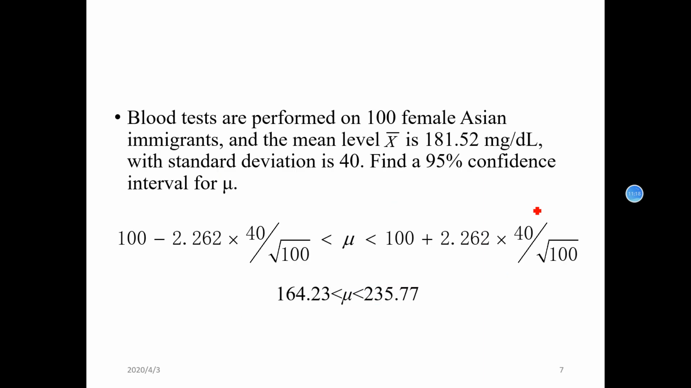Okay, let's see another question. Blood tests are performed on 100 female Asian immigrants, and the X bar is this number, with standard deviation 40. Find a 95% confidence interval for mu. We can see it has the same purpose: find a 95% confidence interval. So, is this question solved the same way as the last one? No, they are not the same, right?